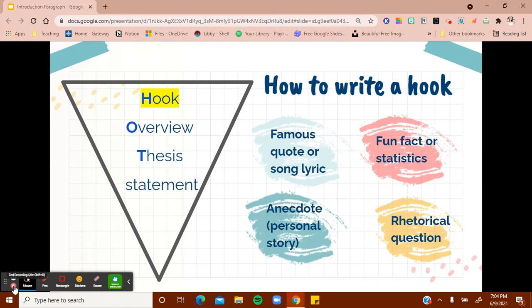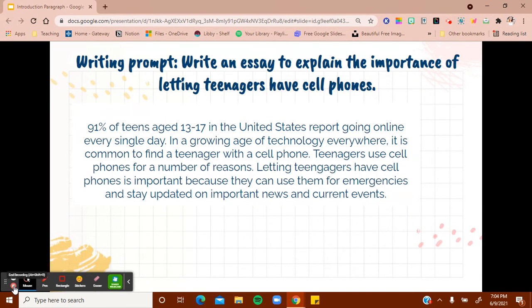There are different ways you can write a hook. You can use a famous quote or a song lyric. You can use a fun fact or some statistics. You can use an anecdote, which is a personal story about an event that's happened to you, or you can use a rhetorical question.